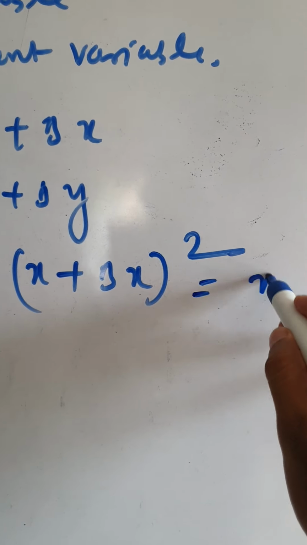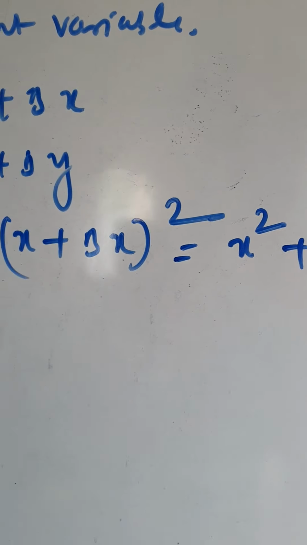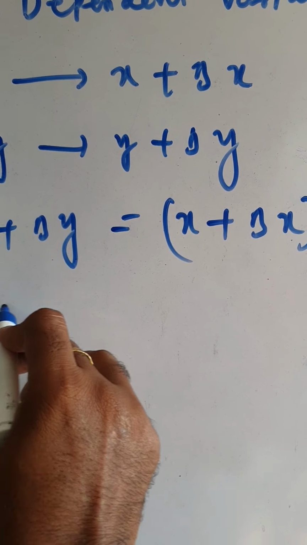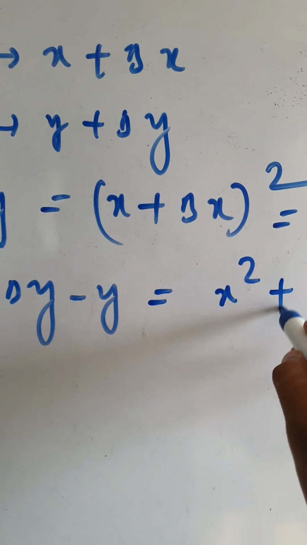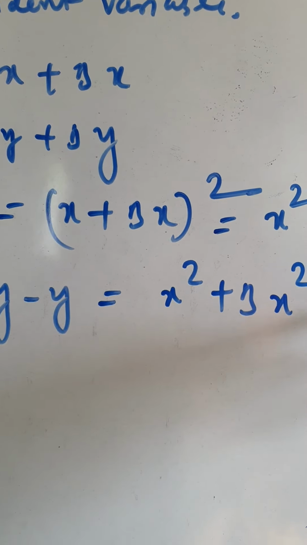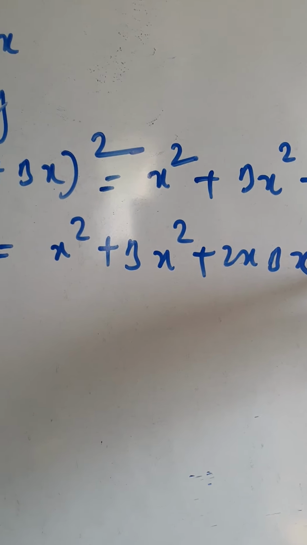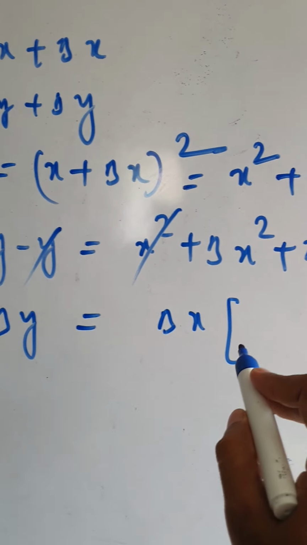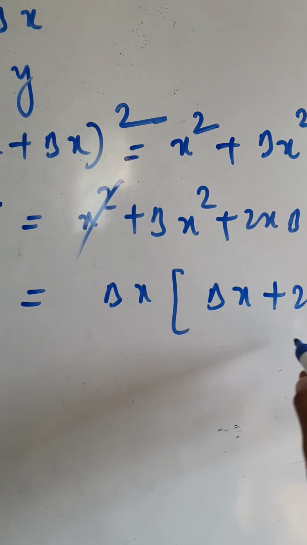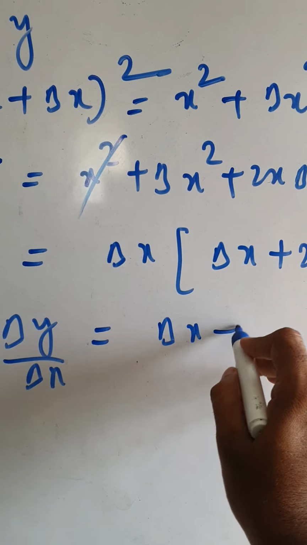Then what is the value? This is x square plus delta x square plus 2x delta x. Now y plus delta y minus y is equal to x square plus delta x square plus 2x delta x minus, in place of y you write x square, so x square cancels. On this side you get delta y is equal to, taking delta x common, delta x times delta x plus 2x. Then delta y by delta x gives you delta x plus 2x.